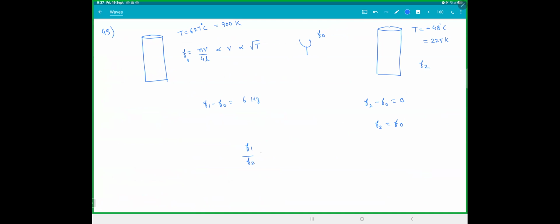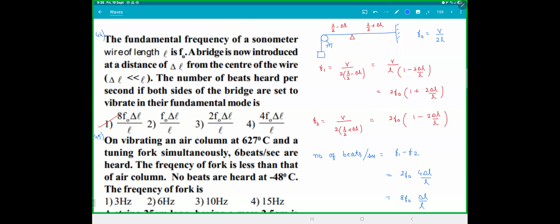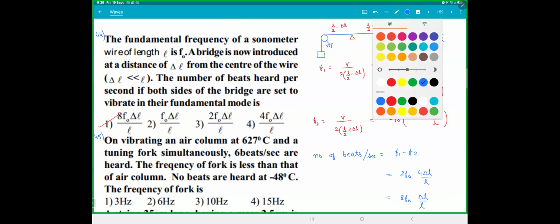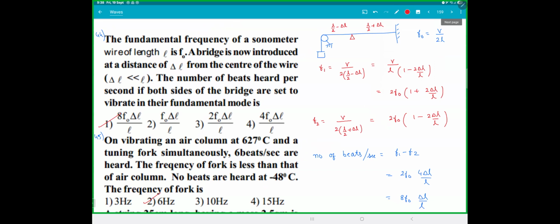So F1 by F2 will be root over T1 by T2, which is root over 900 by 225. 2 is to 1. So F1 is 2 times F2. Take this and substitute here. We get 2F2 minus F0 is equal to 6, but F2 is nothing but F0. So F0 is 6 hertz. Make sense? So the tuning fork frequency was 6. Initially, it was 12 hertz, and then when you decrease the temperature to minus 48, it became 6 hertz. That's why there are no beats.